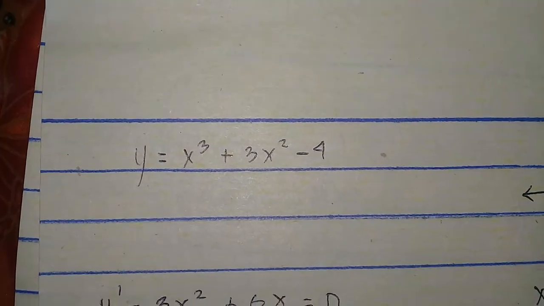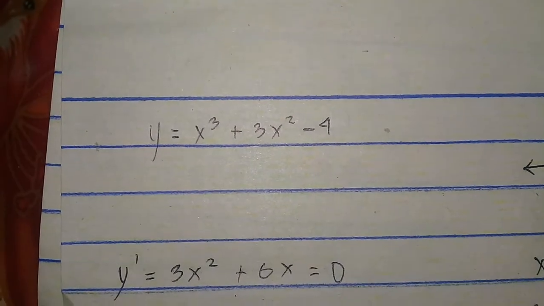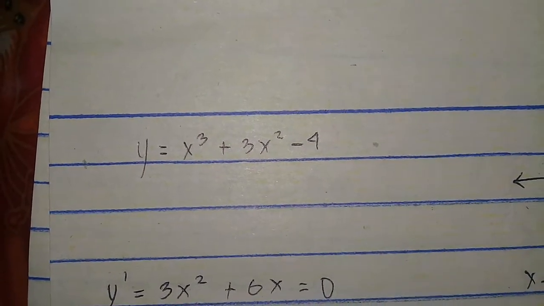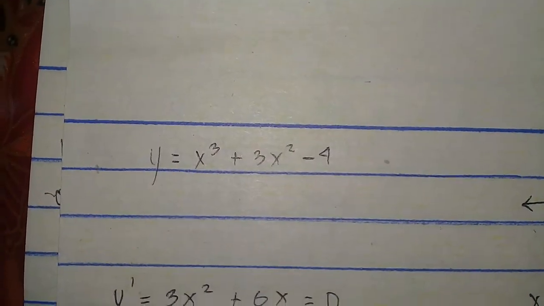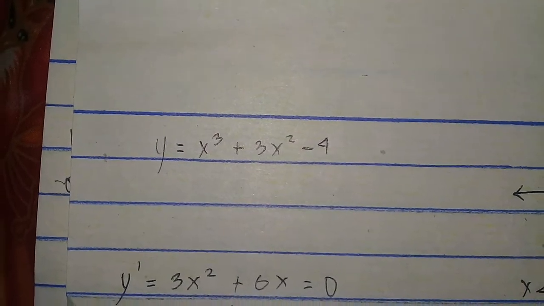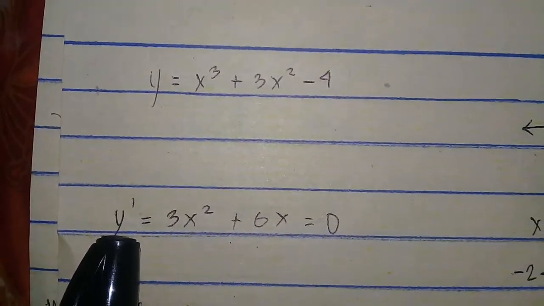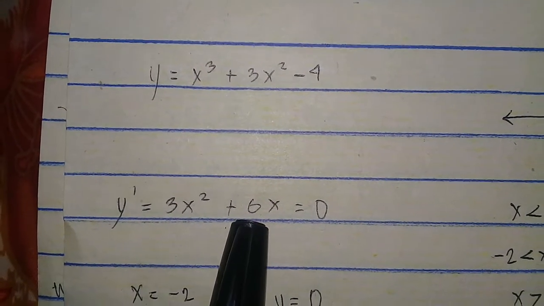Hello everyone. We have this equation here, which is y is equal to x cubed plus 3x squared minus 4. For this equation, we are asked to find the critical points. In order to find the critical points, we need to differentiate this equation. The derivative of this equation is y prime is equal to 3x squared plus 6x.